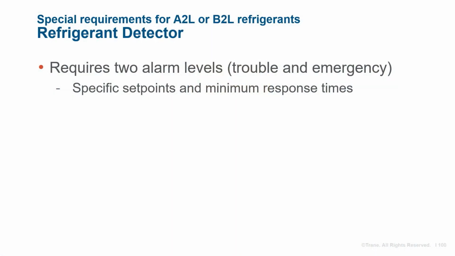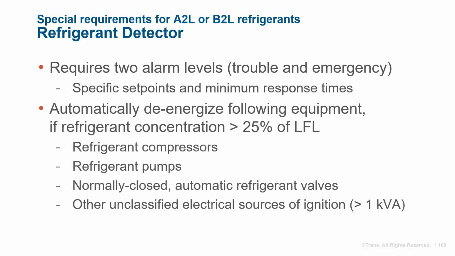Now, most commonly used refrigerants are heavier than air, so oftentimes the sampling point is positioned near the floor, below the breathing zone of the occupants. Now, if a group A2L or B2L refrigerant is used, there are some additional requirements. In this case, the standard requires 2 different alarm levels, trouble and emergency, with specific set points and response times for each. In addition, if the refrigerant concentration exceeds 25% of the lower flammability limit, the detector must also de-energize compressors, refrigerant pumps and valves, and other electrical sources of ignition.